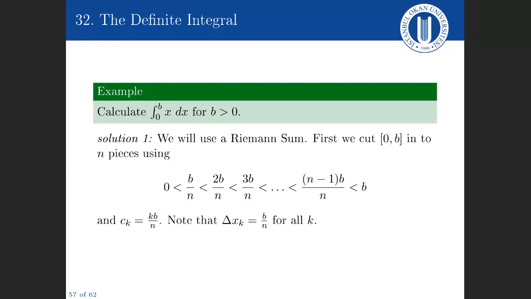First thing to do is to take our interval from 0 to b and cut this into n pieces. And just to make this easier, I'm going to cut this into pieces which are all of the same width. I'm going to cut this into n pieces where the width of each piece is b divided by n.